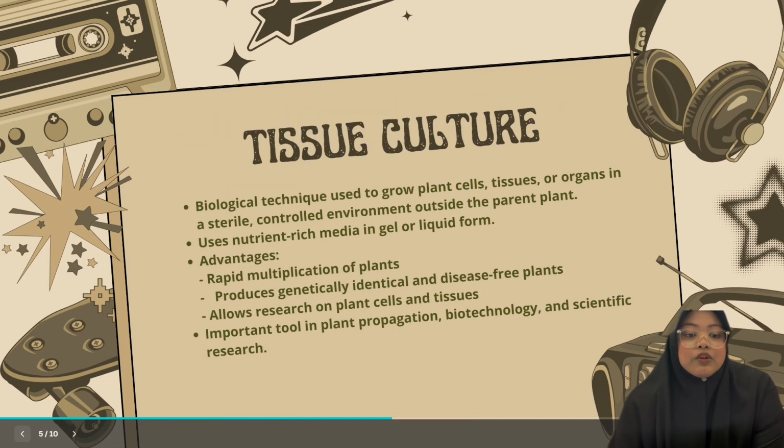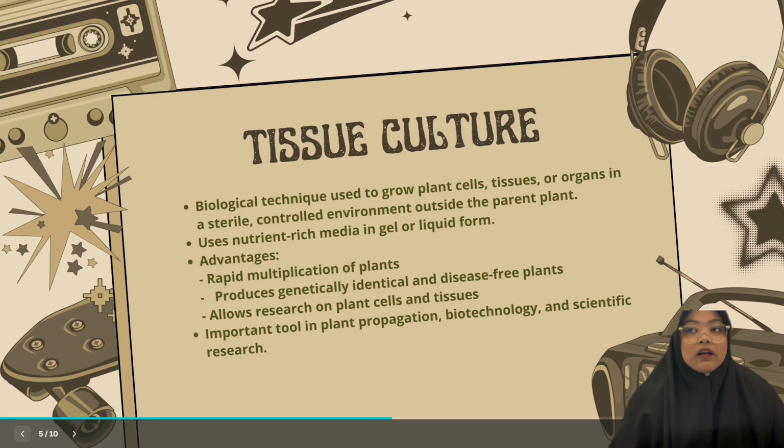Next is about tissue culture. Tissue culture is a biological technique used to grow plant cells, tissues, or organs in a sterile and controlled environment outside the parent plant. Tissue culture uses nutrient-rich media in gel or liquid form.